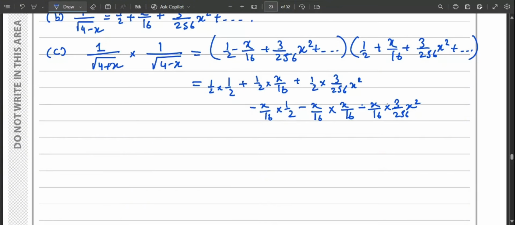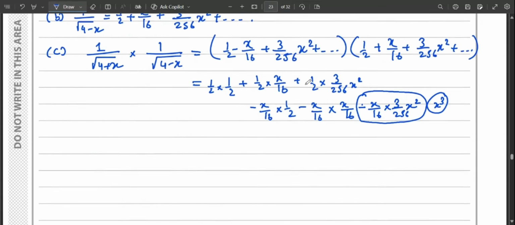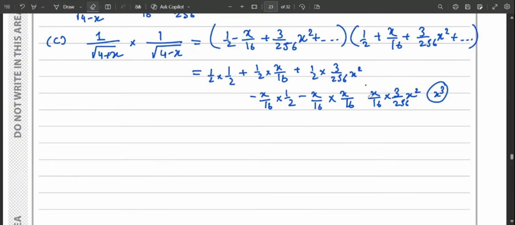Then I can take 3 by 256 x square and multiply it with half. So this will give me plus 3 by 256 x square into half. And then I can multiply 3 by 256 x square with x by 16. Again, I can see that doing this will give us an x cube term. But we do not need the x cube term. We only need up to x square. That's why we can ignore that also.